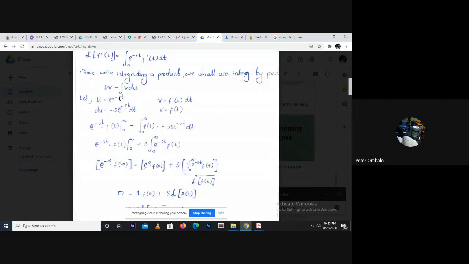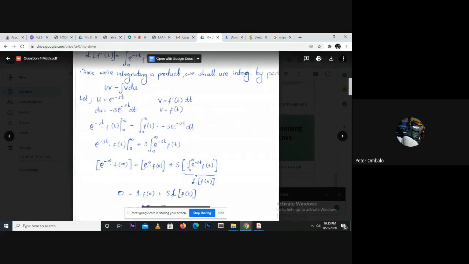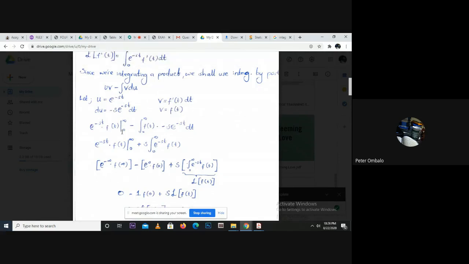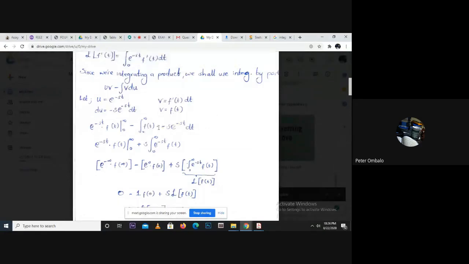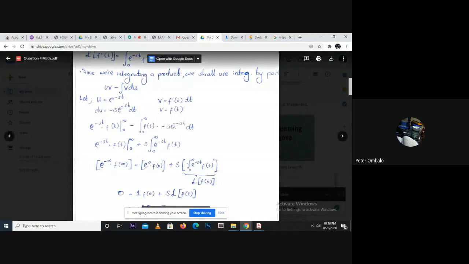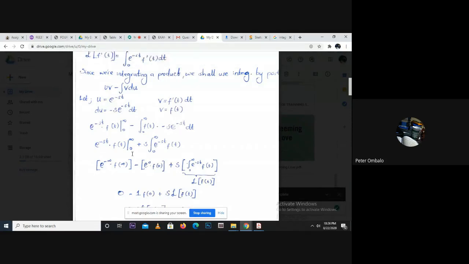U becomes this, v becomes f of t. And then we integrate that between 0 and infinity, minus the integral of v, which is f of t, multiplied by du, which is negative s e to the negative st. I hope you're together up to there.